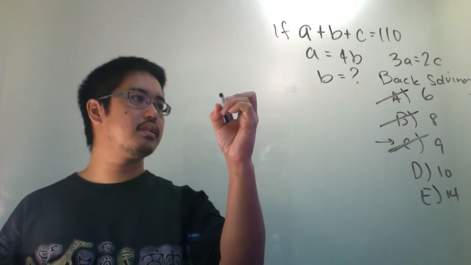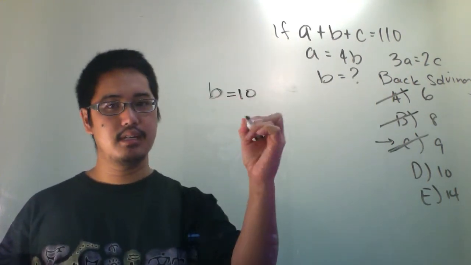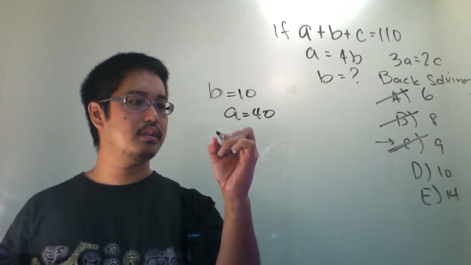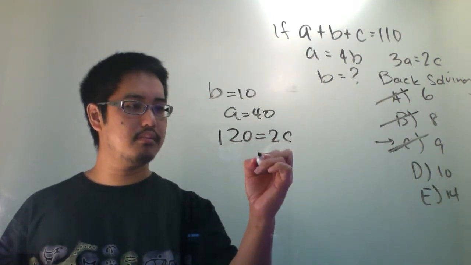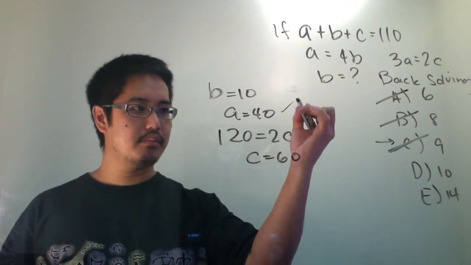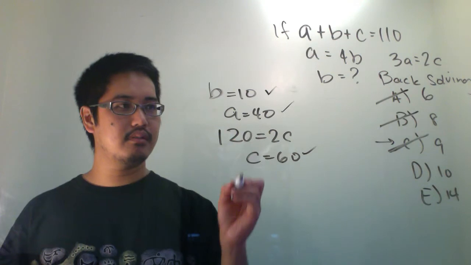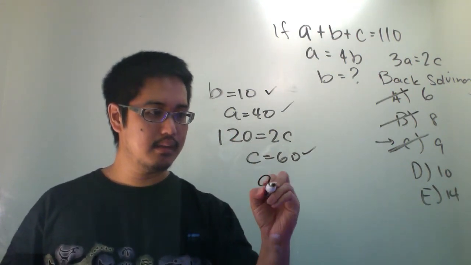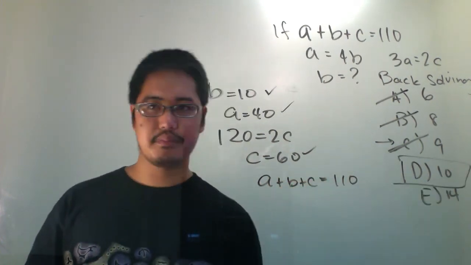So then what I'm going to do is I'm going to say, well, if B equals 10, then A is equal to 40, and 3 times 40, so 120 is equal to 2 times C, so that would be C equals 60. So A plus B plus C, that would be 40 plus 10 is 50, plus another 60 is 110. This is my correct answer.